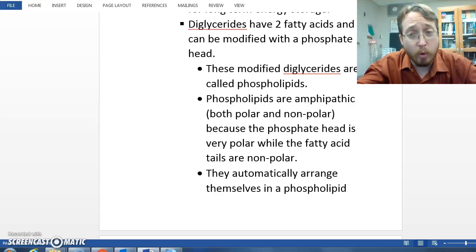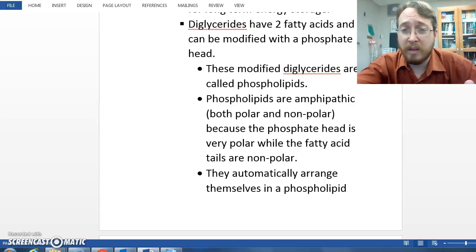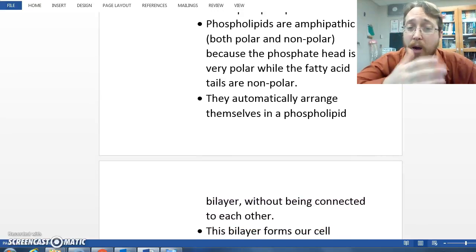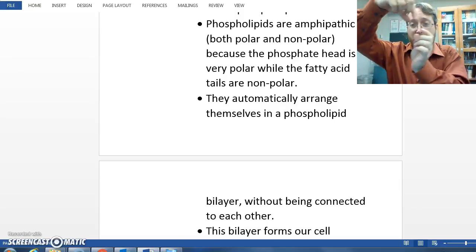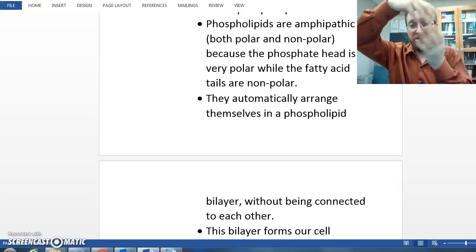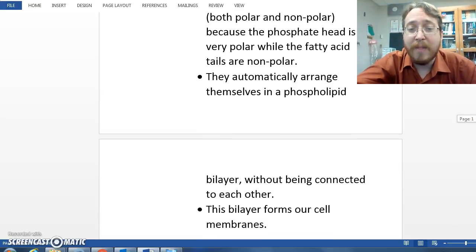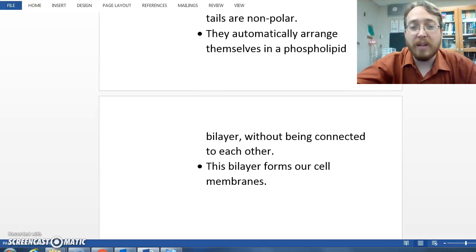They have both polar and nonpolar regions, and that is because the phosphate head is very polar because it has charges, and the fatty acid tails are not polar. They are regular old lipids. Now, these automatically arrange themselves in a bilayer, so they start forming with the tails hidden on the inside and the polar heads on the outside, and they are not connected to each other at all, and that bilayer forms our fluid cell membrane. And that is why glycerides are important and how our cells use fatty acids.